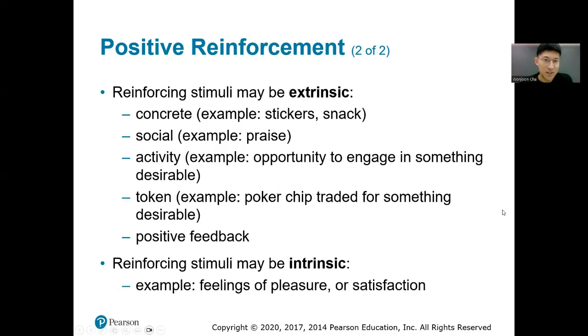There are different types of reinforcer. Reinforcing stimuli can be extrinsic, like concrete reinforcers such as stickers or snacks. It can be a social reinforcer, like praise and commenting. It can also be an activity, like some game activities or activities that students like. It can also be a token or positive feedback. However, a reinforcer can also be intrinsic. Students may increase the frequency of behaviors because they feel pleasure or satisfaction.